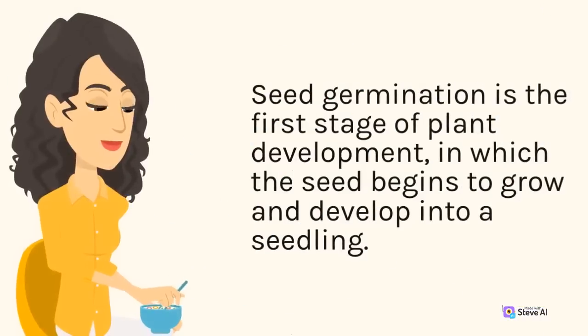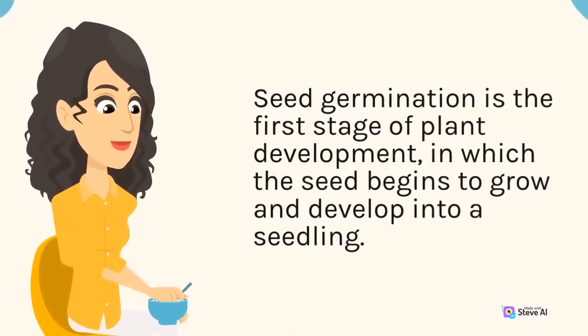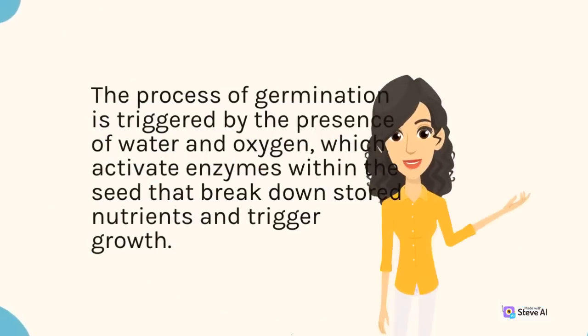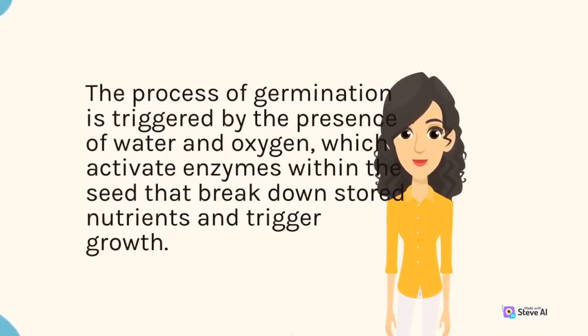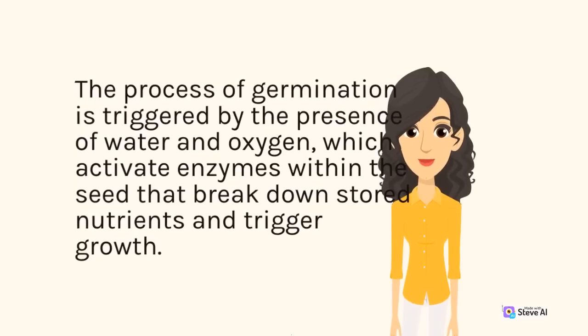Seed germination is the first stage of plant development, in which the seed begins to grow and develop into a seedling. The process of germination is triggered by the presence of water and oxygen, which activate enzymes within the seed that break down stored nutrients and trigger growth.